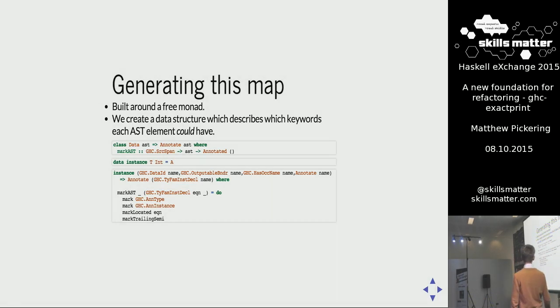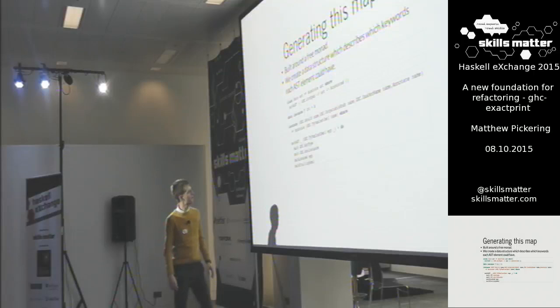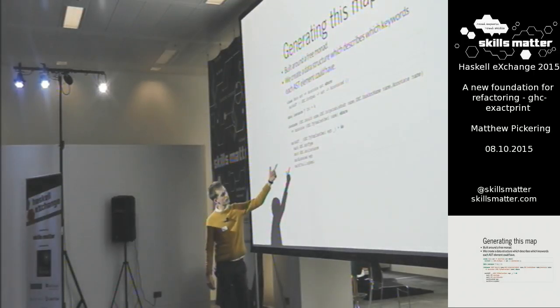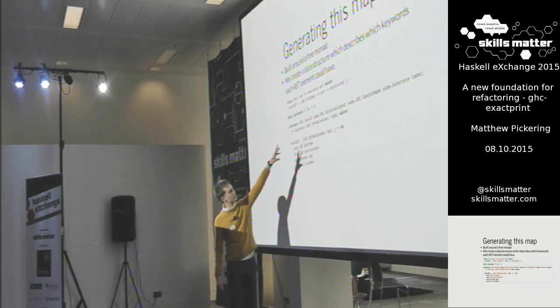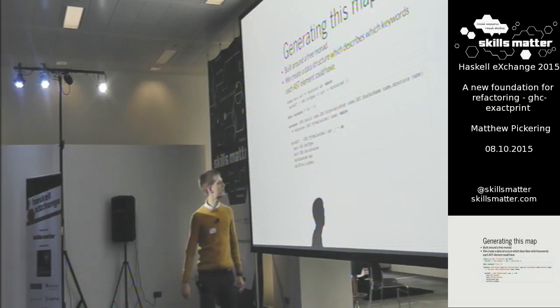Right, so when we generate this map, there's a bit more we have to do. We also have to know which keywords can occur with which syntax elements. The way that we do this is we basically write down which ones can be associated with each syntax element, which is also quite a tedious task. We build up a free monad which has some information. So for example here, we have a type family instance declaration, and we mark down, okay, it has the type keyword, it has the instance keyword, there's the equation, and then it might have a trailing semicolon. We're doing this for every single syntax element.